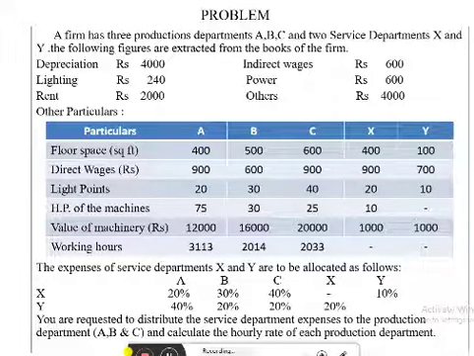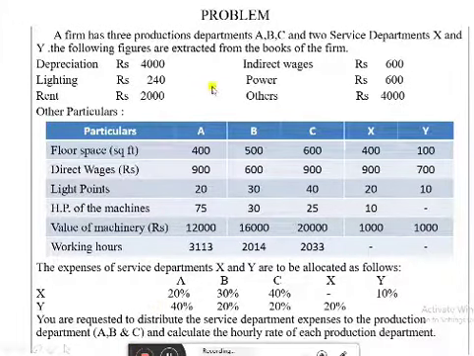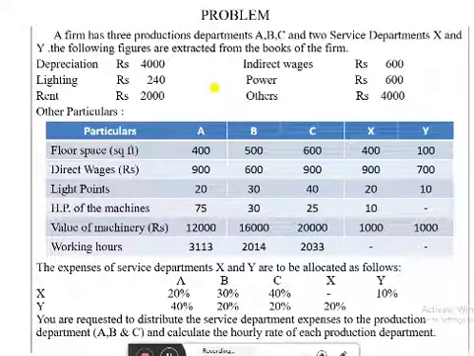Okay, now you are requested to distribute the service department expenses to the production departments A, B and C and calculate the hourly rate of each production department. So they are asking us to calculate the hourly rate of each department. Okay, so first we'll move on to the primary distribution method, which we have already discussed in the previous classes.